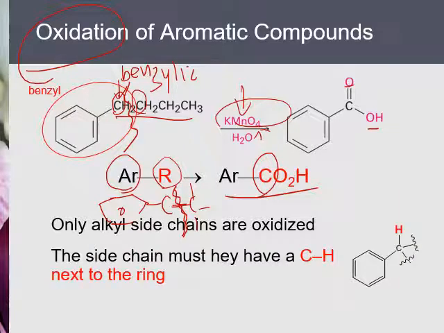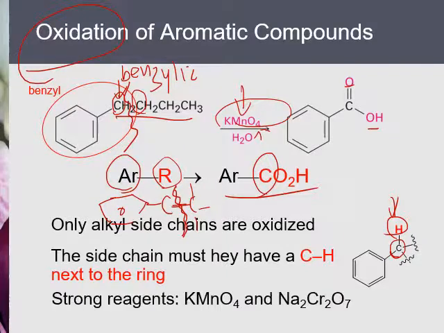The side chain must have a benzylic carbon with a hydrogen. So this hydrogen is needed for the reaction to proceed. And strong oxidizing reagents are needed. Potassium permanganate is one of them. Another one is sodium chromate. And you can see they all have many oxygens in the formula.